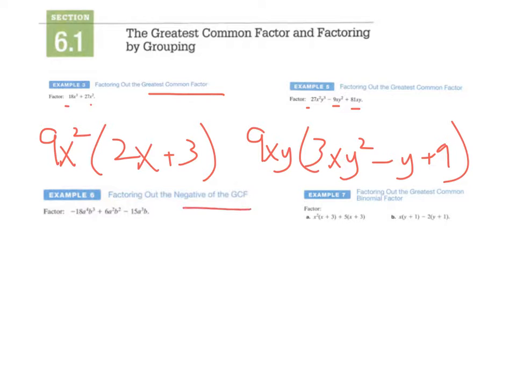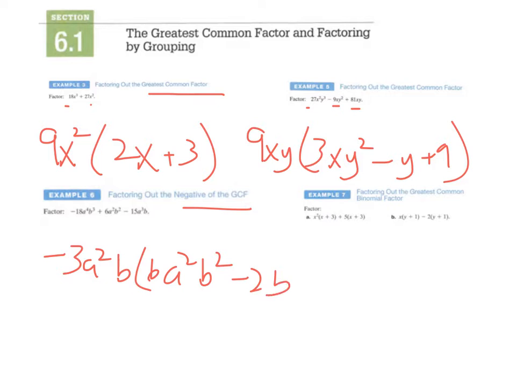Factoring out a negative is the best way to do this problem. So I have a negative in the front, so I'm going to use a negative. And my number that goes into all three of them is 3. Variables, you just look at the lowest exponent, so it's a squared, and it happens to be a b. And when I divide, negative 3 into negative 18 is 6a squared, b squared. Then when I do negative 3 into 6 is a minus 2.